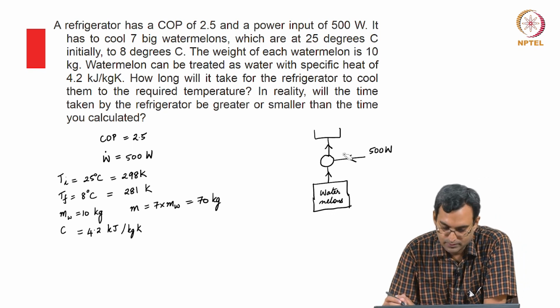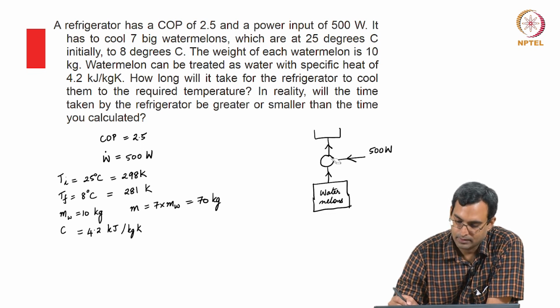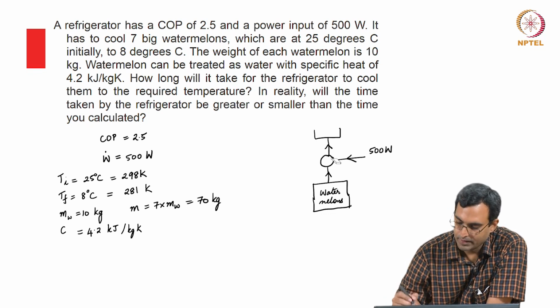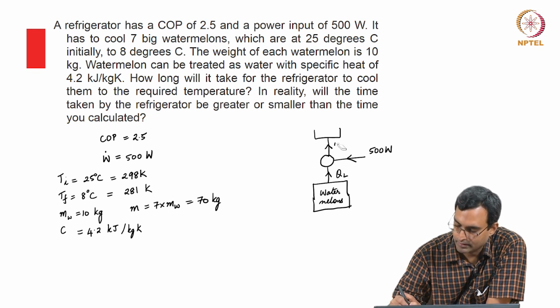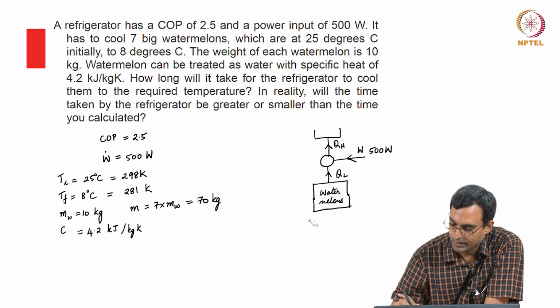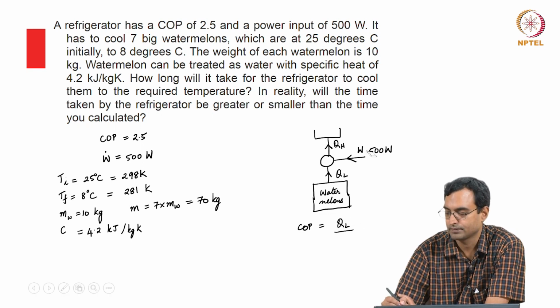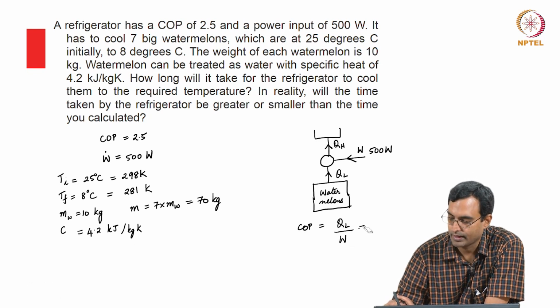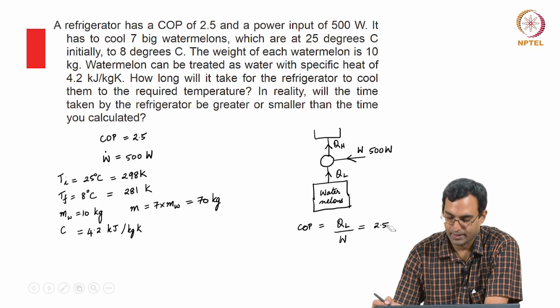So if this was a reversible refrigerator, then it would run on a Carnot cycle. But anyway, the COP is given. So let us see what is the COP here. So we call this QH, QL, and we call this W. So what we have is that the COP for the refrigerator is what we want, which is essentially this heat removed, divided by what we need to give, which is essentially the work, and this is given as 2.5.